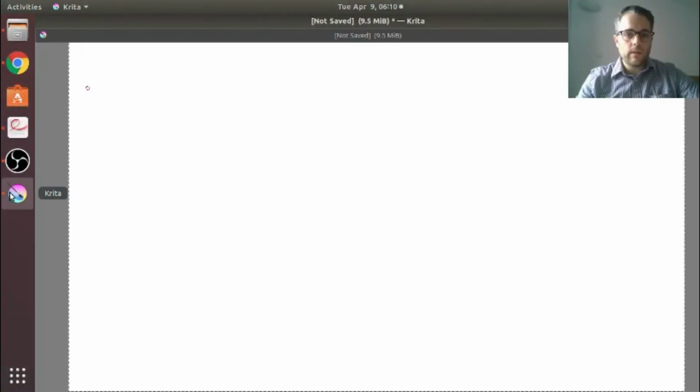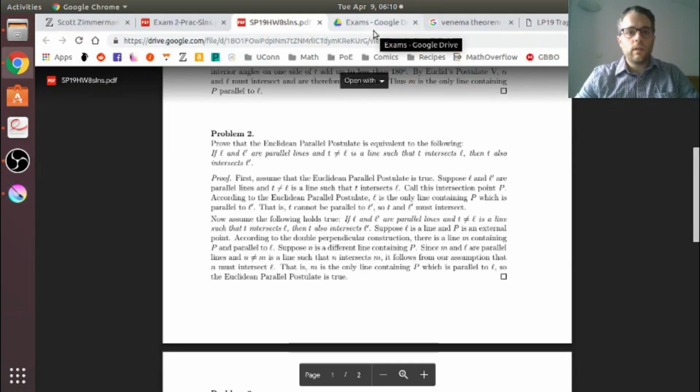So we're about 30 seconds in. I'm going to talk first about the questions from Chelsea. Chelsea asked if I could go over stuff with statements equivalent to the Euclidean parallel postulate. So I figured let's just go through the solution to problem 2 from homework 8. So let's do that. All right.